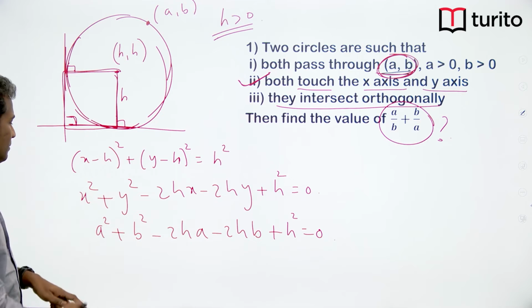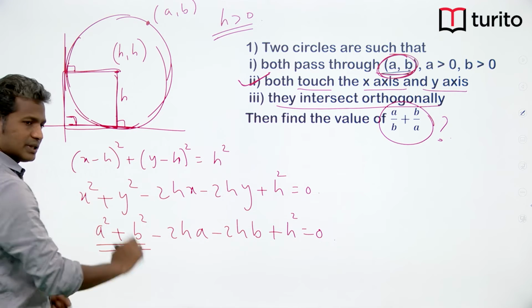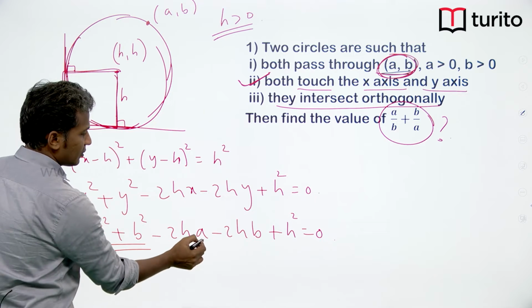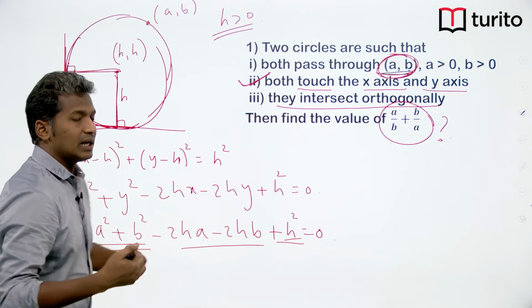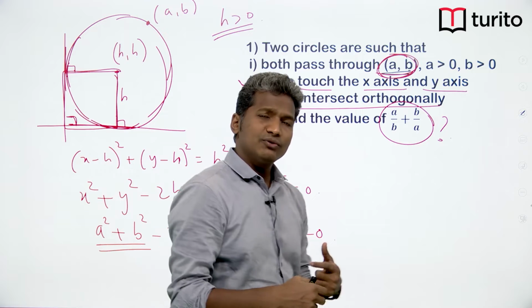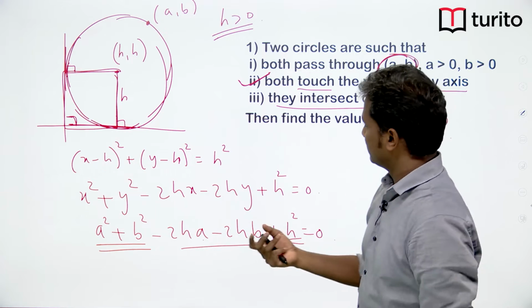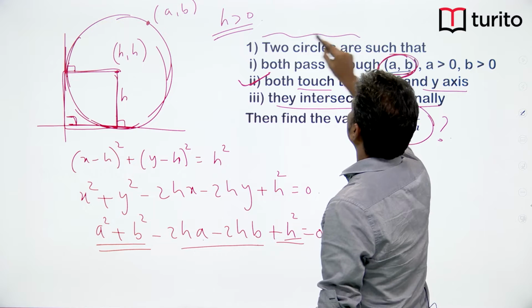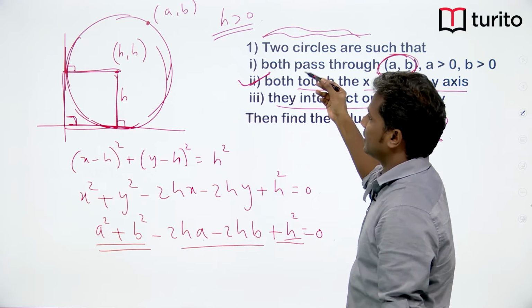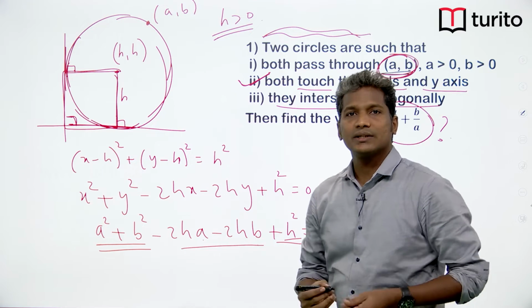In this equation, A and B are constants. So, here also A and B are constants, but H is a parameter that I have introduced. H was not given, I introduced it. Now, here in the problem, two circles are such that they are satisfying these conditions.